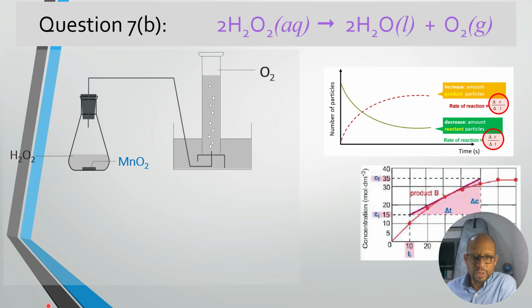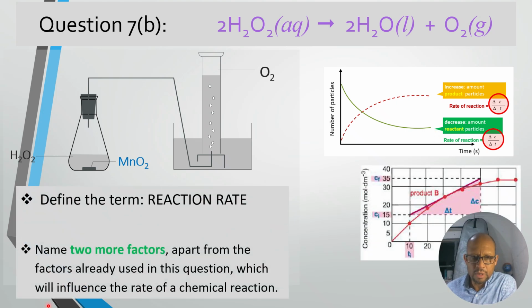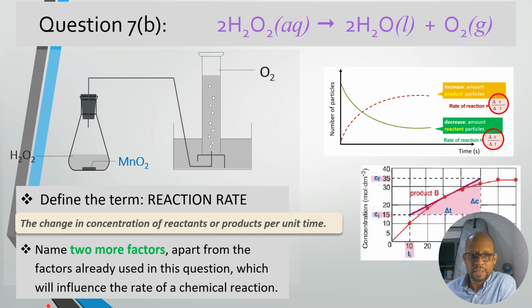Let's see what the questions are. And there we see another graph. First part here is define the term reaction rate. So make sure that you know your definitions. I find that learners don't study definitions, and those are easy marks that you generally will throw away. It doesn't require a lot, just to remember a definition that is easy to write down. The change in concentration of the reactants or products per unit time.